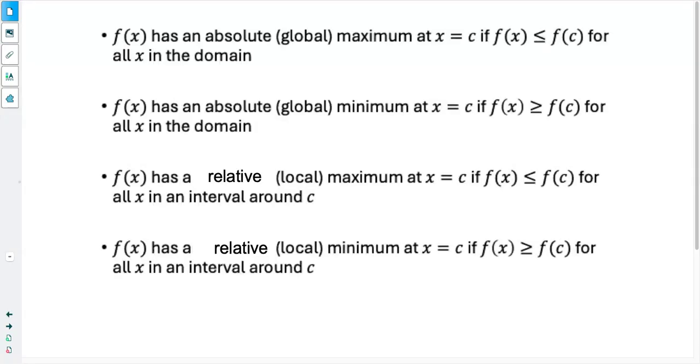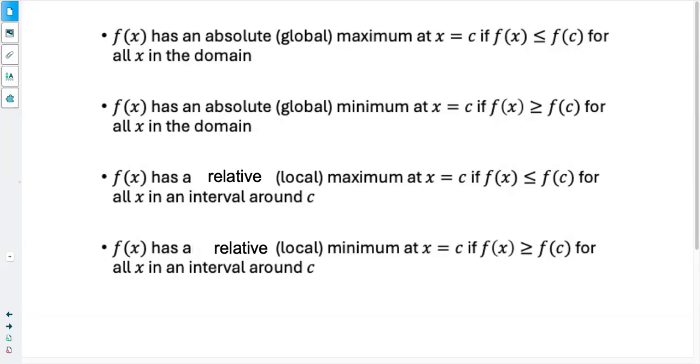So f of x has an absolute, global maximum at x equals c if our function f of x is equal or less than f of c for all x values in our domain. F of x has an absolute, global minimum at x equals c if f of x is equal or greater than f of c for all x values in our domain.